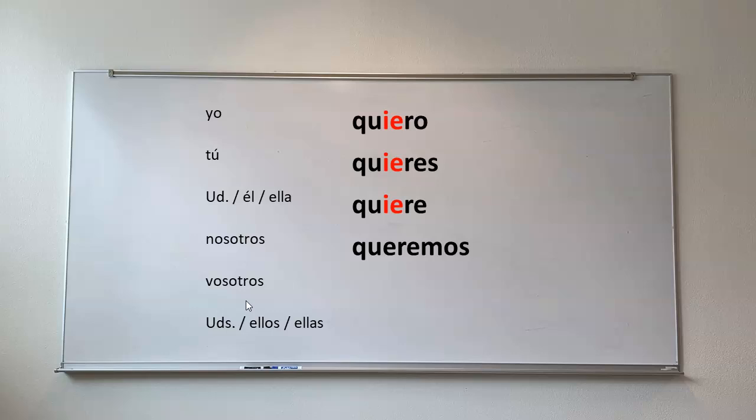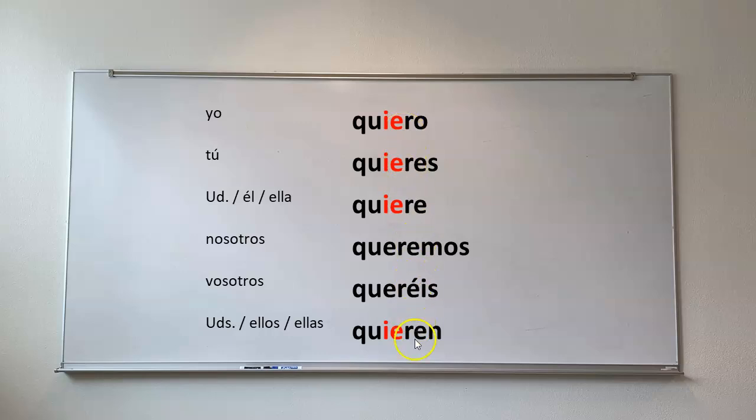Vosotros, which is used in Spain. Remember, this is you, plural. You would use this addressing two or more friends or family members, people that you know well. This does not have the change. And we add our ending, which is éis. Queréis. You want. Vosotros queréis. Ustedes, ellos, or ellas. This one does have the changed stem. And we add our ending, quieren. So, ustedes quieren, you want. Ellos quieren, they want. Ellas quieren.